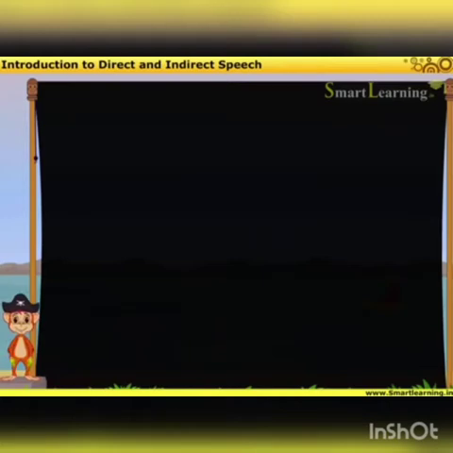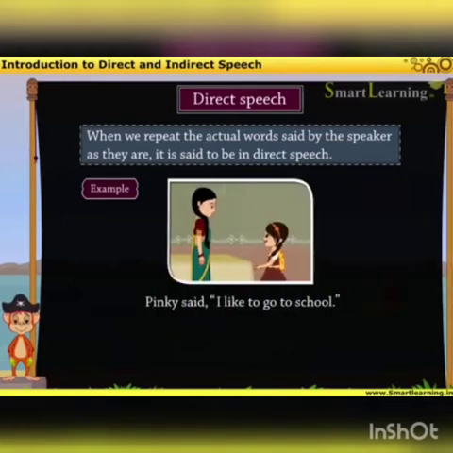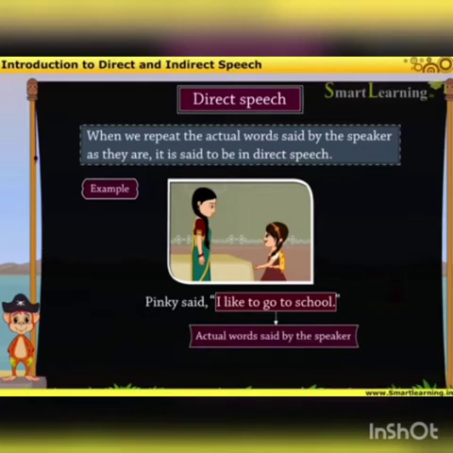Let us first learn about direct speech in detail. When we repeat the actual words said by the speaker as they are, it is said to be in direct speech. Let us take an example to understand this. Pinky said, I like to go to school. In the given example, I like to go to school are the actual words said by the speaker, that is, Pinky. Hence, it is said to be in direct speech.